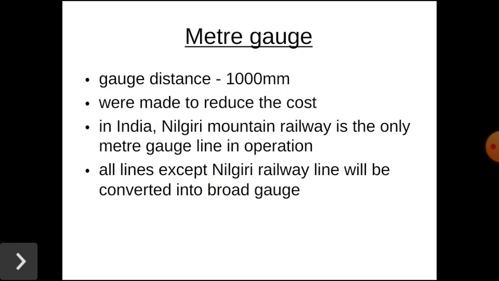And meter gauge. The gauge distance is 1 meter or 1000 mm. This gauge is used for light track to reduce the cost. In Indian Railways, the Nilgiri Mountain Railway is the only meter gauge line presently in operation. Some other meter gauges are also available, but they are not in operation, and they will be converted to broad gauge or standard gauge.